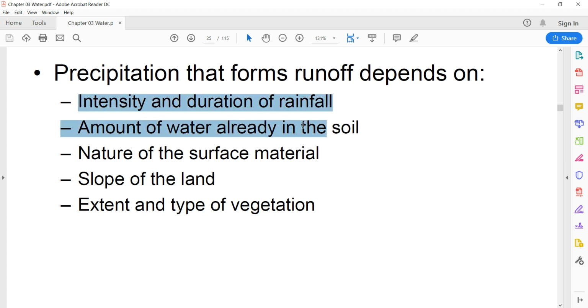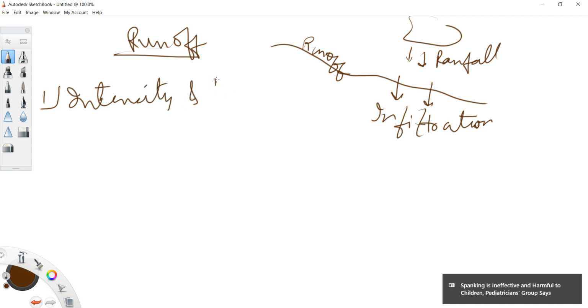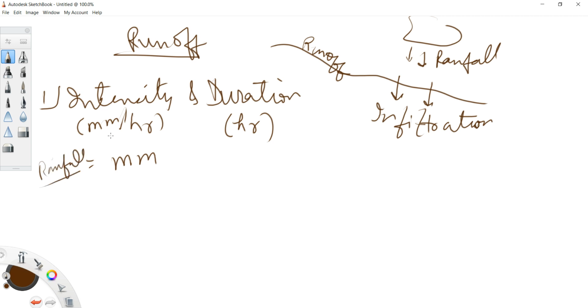So the first factor is the intensity and duration of rainfall, that is, how long the rainfall has been happening. That indicates how much rain occurred and for how long the rainfall event continued. Intensity is measured in millimeters per hour, and duration is in hours. If you multiply these two terms, you will get how much rainfall occurred. That is how you calculate how much rain has occurred, by multiplying the intensity and the duration over which the rainfall has occurred.